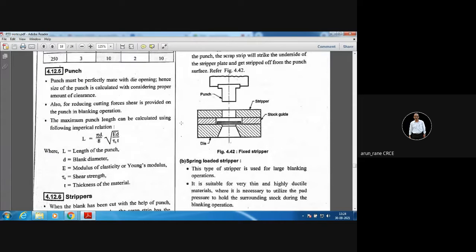Only its thickness need not be 30 mm. You can have a 10 mm thick stripper because there is no load coming on the stripper. The purpose of the stripper is just to press the strip, because when the punch is moving up, there is a tendency that the strip will be lifted up. If there is no stripper, the strip will lift up and that can cause an accident. So in order to keep your strip pressed down, you have to use a stripper. Even a 5 mm thick stripper is sufficient.